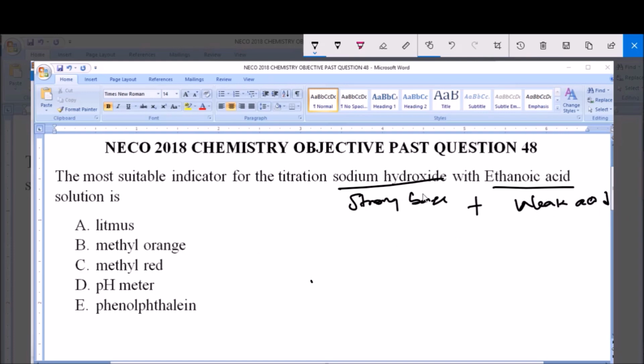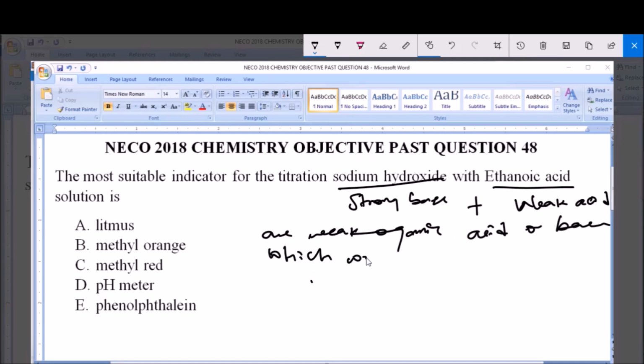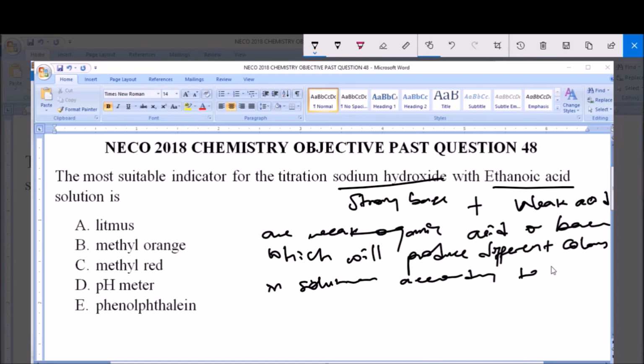Now let's briefly describe what indicators simply mean. Indicators are weak organic acids or bases which will produce different colors in solution according to the hydrogen ion concentration of the solution.